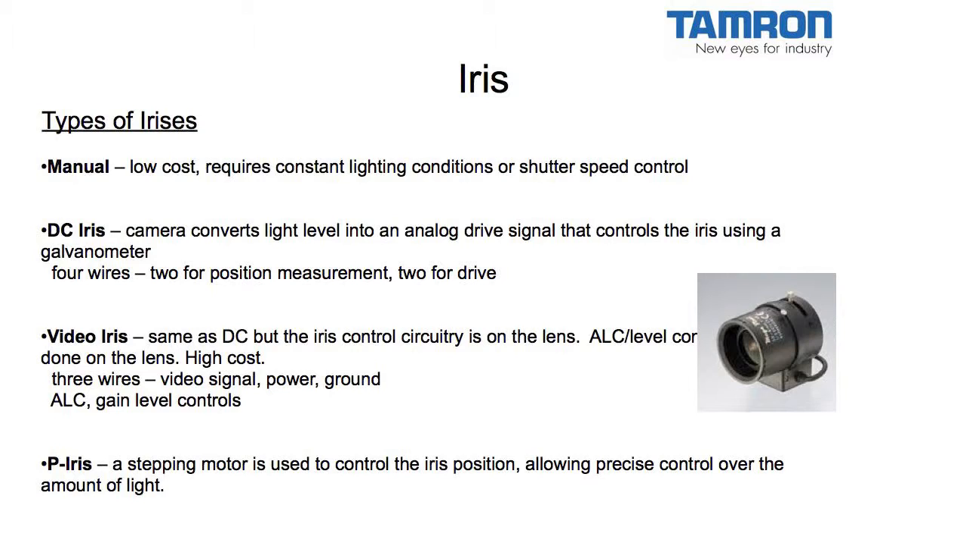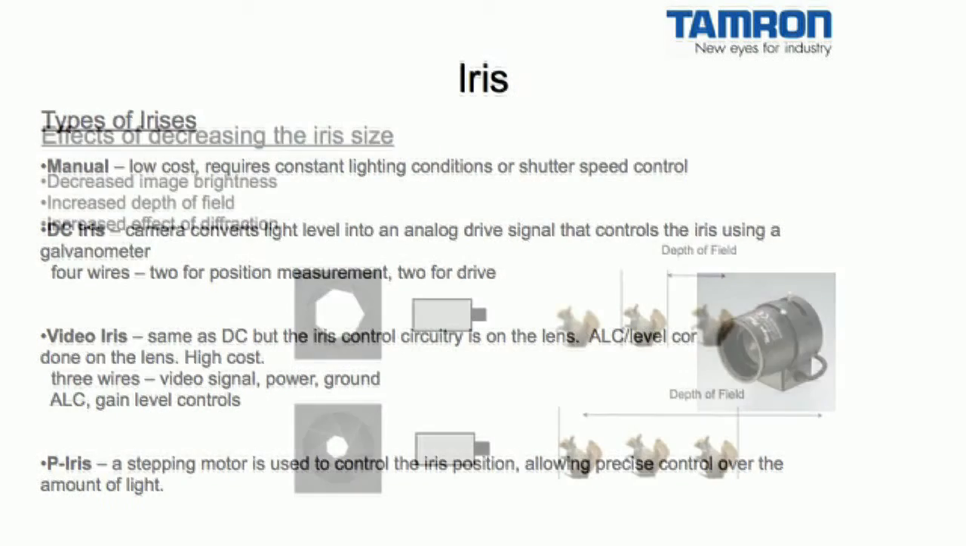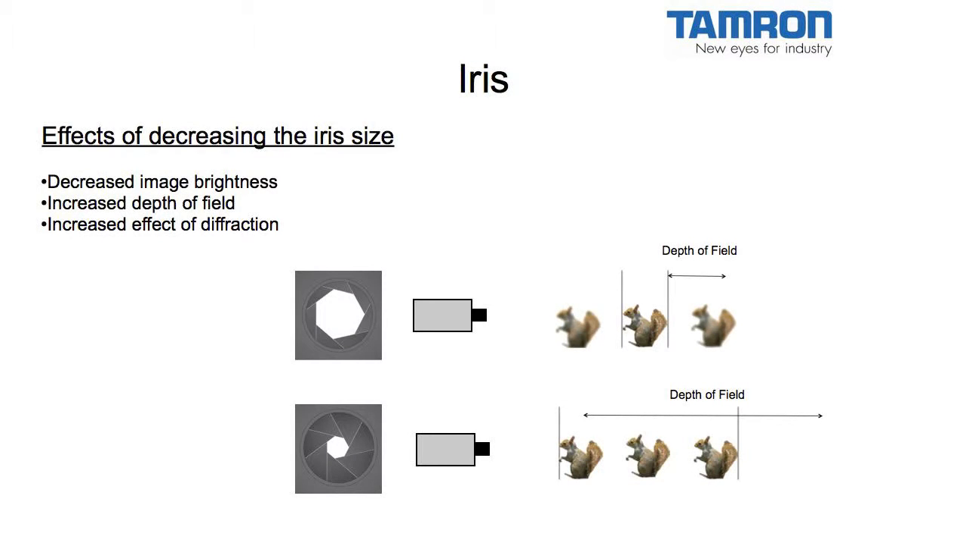The newest type of iris is the P iris, in which a stepping motor is used to control the iris position. This allows precise control over the amount of light gathered by the lens. There are three main effects of decreasing the iris size. The first and most obvious is a decrease in image brightness. A smaller iris results in a darker image.